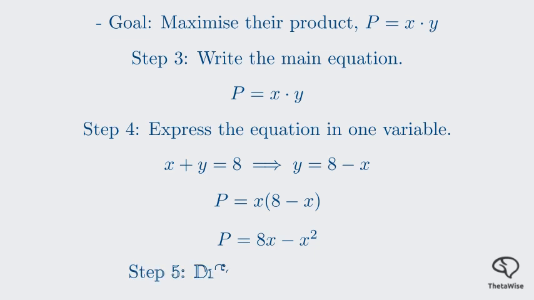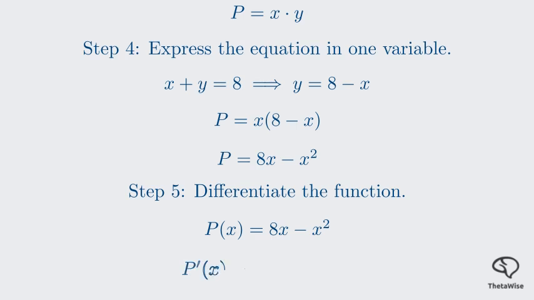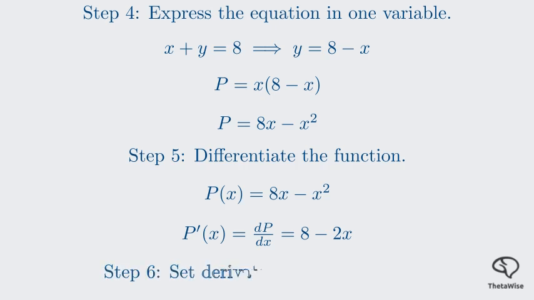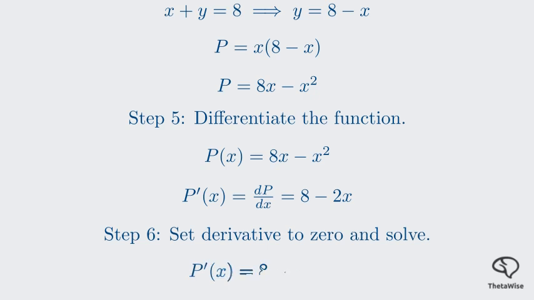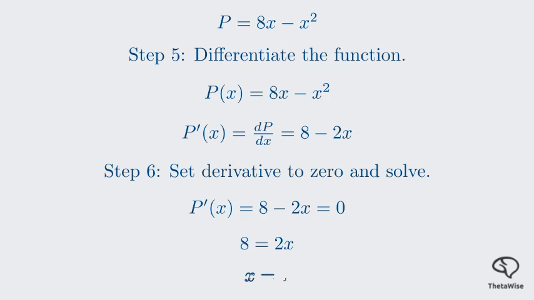Now for step 5, we differentiate our function p with respect to x. The derivative of 8x is 8, and the derivative of negative x squared is negative 2x. So, the first derivative, p prime of x, is 8 minus 2x. In step 6, to find the turning point, we set the first derivative equal to 0. 8 minus 2x equals 0. Solving for x, we add 2x to both sides to get 8 equals 2x, and then divide by 2 to find that x equals 4. This gives us one possible value for x.